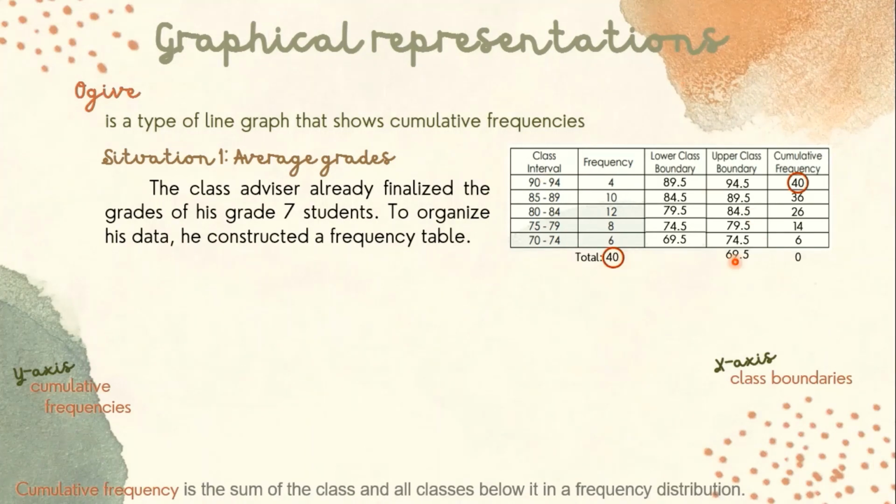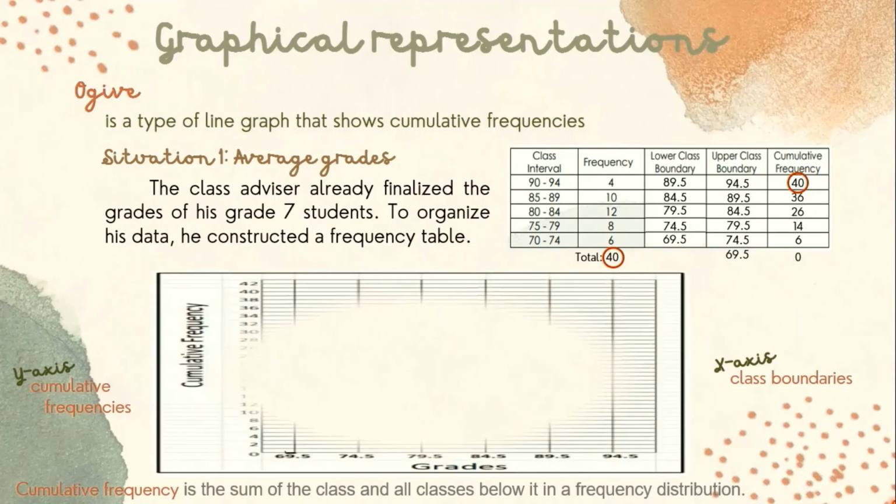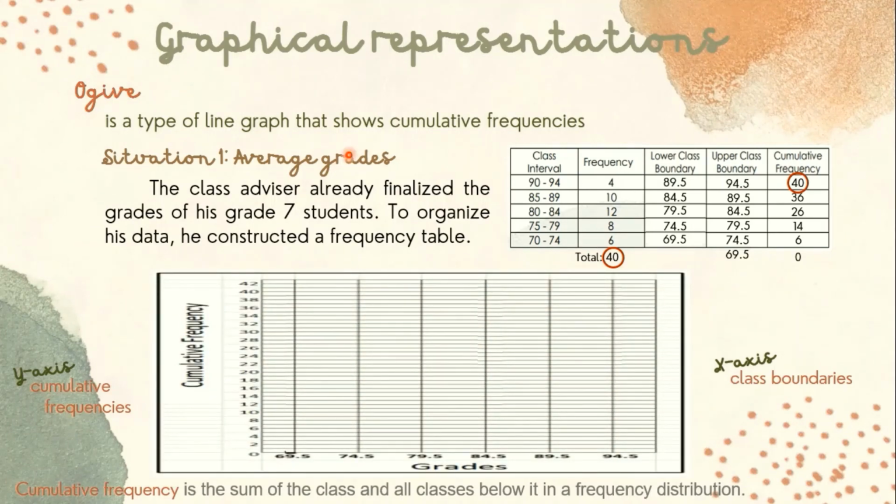Once you're done completing your frequency distribution, adding the class boundaries and the cumulative frequency, you can then proceed in constructing your ogive. An ogive is a type of line graph. Kaya meron din tayong grid na ganito tulad sa line graph. Wherein, yung mga nasa baba, yung mga grades natin, this is the class boundary.